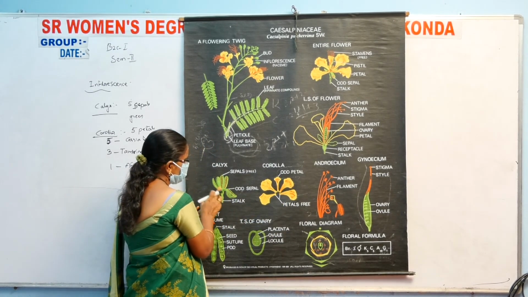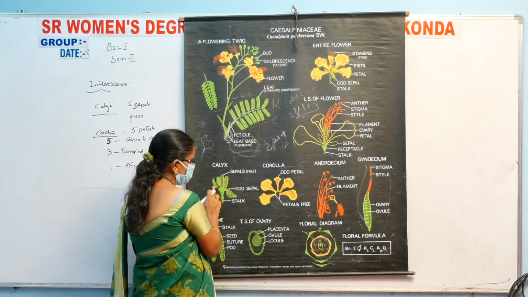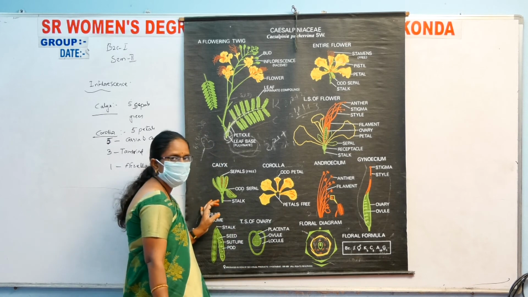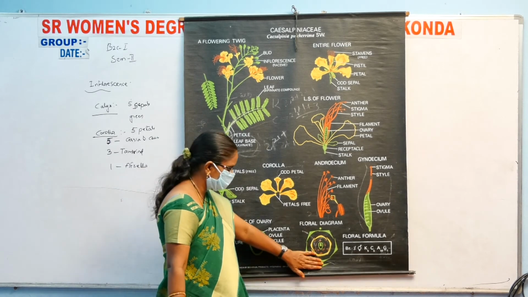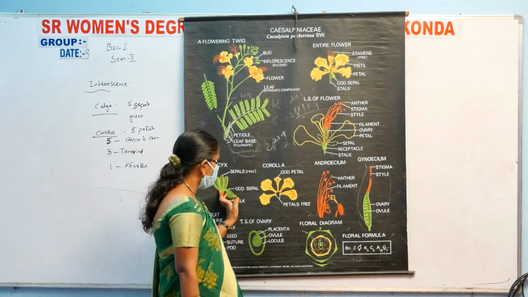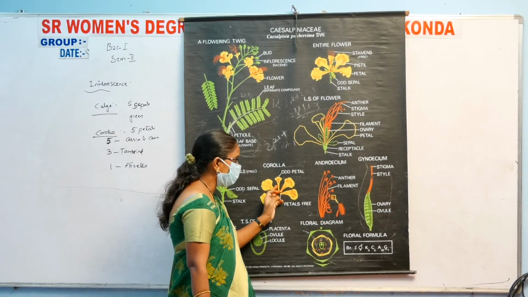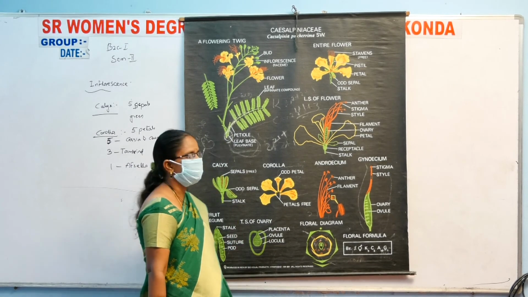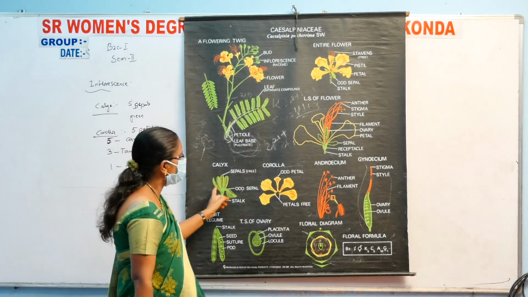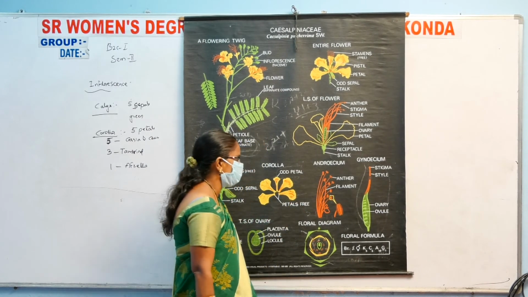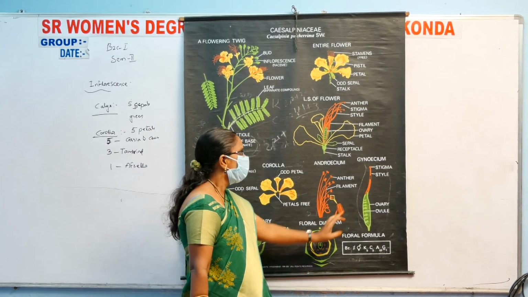These are the calyx. The calyx consists of 5 sepals. The odd sepal is present in the anterior side of the flower. This is completely opposite: the odd sepal is at the anterior side and the odd petal is at the posterior side of the flower. This is calyx and corolla. And the next side heading is androecium and gynoecium.